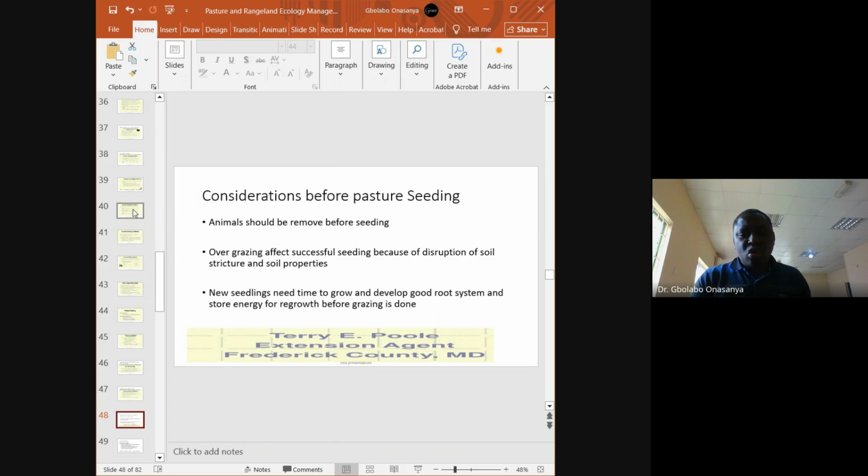Overgrazing will not be allowed, because overgrazing affects successful seeding through disruption of soil structure, soil texture, and other soil properties. New seedlings need time to grow. They need time to develop and to establish their roots. They also need time to store enough energy in their root system for regrowth before grazing is done, because they won't be mature for grazing.